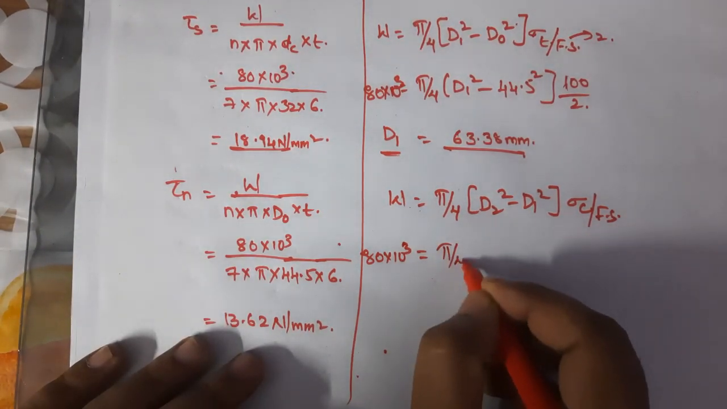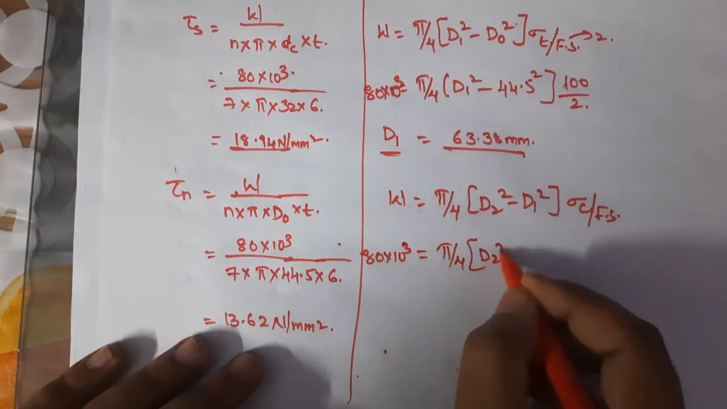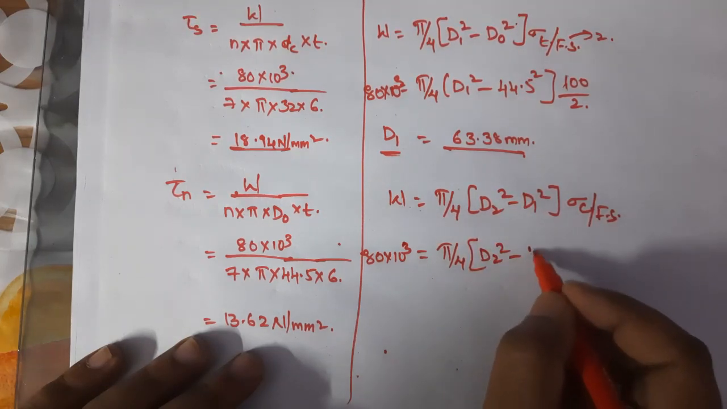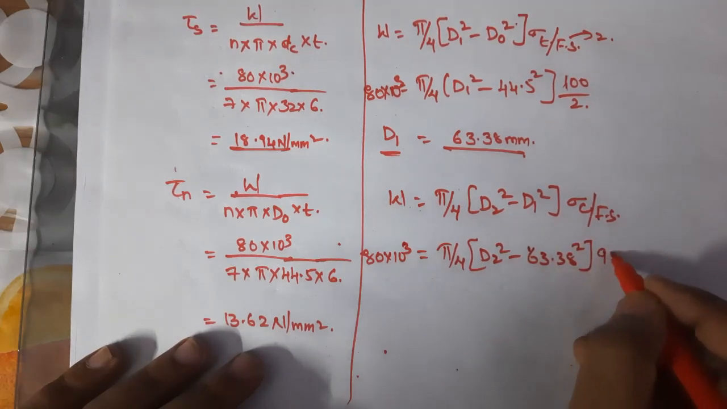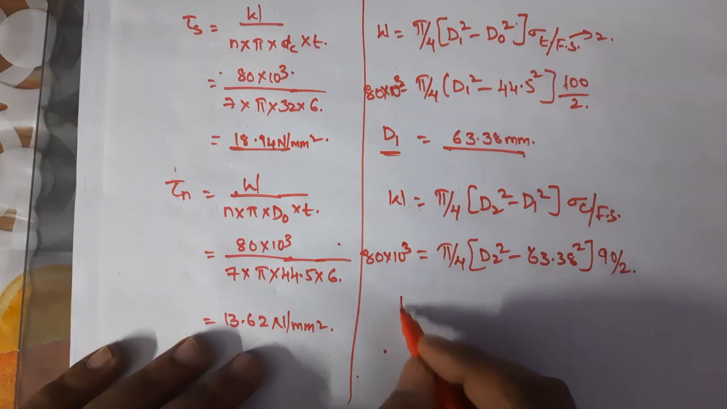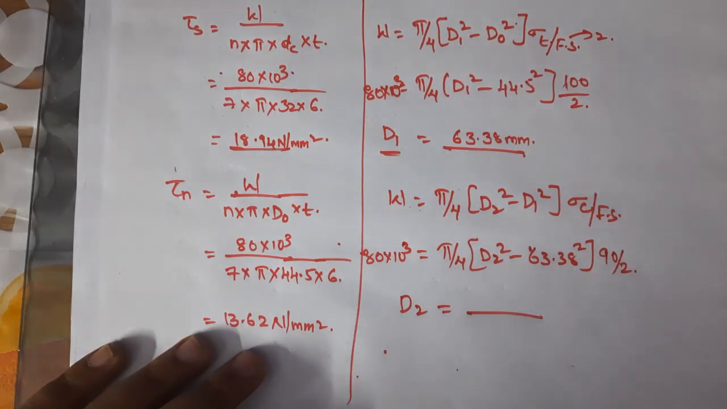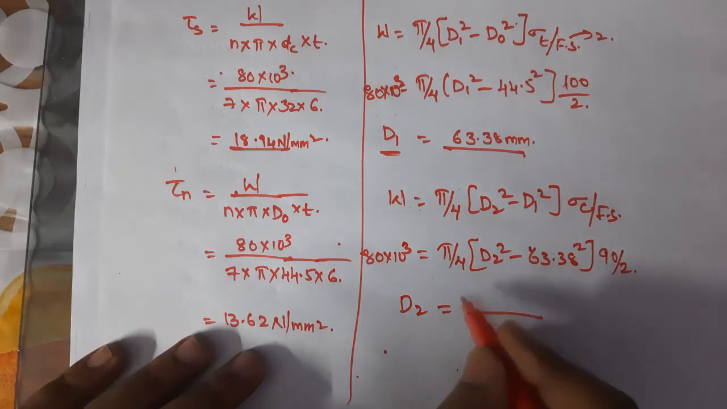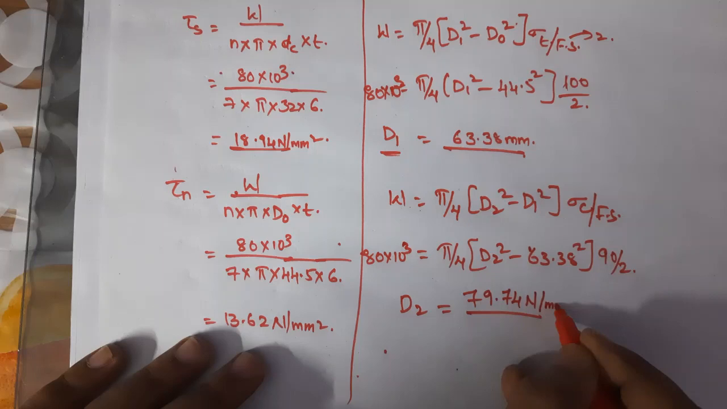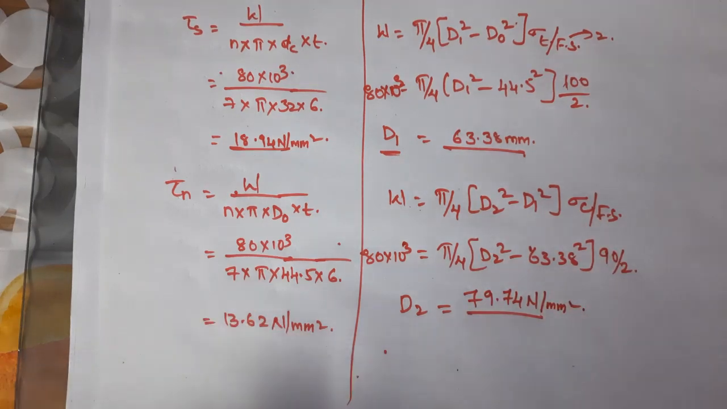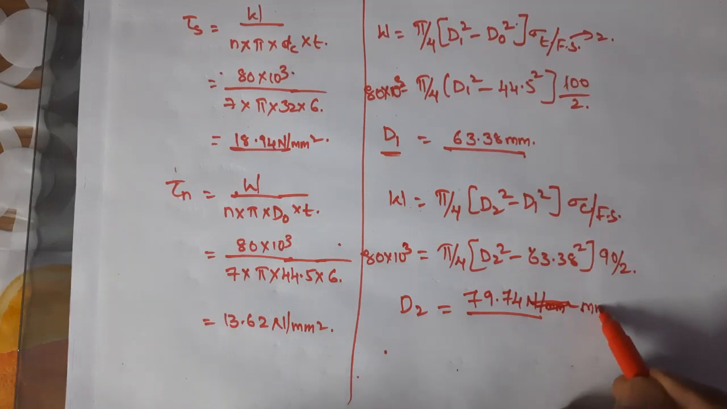So pi by 4 d2 square, that we have to find out, minus 63.38 square, into 90 by 2. Okay, so the d2 value can be found out from this, and what I have got is 79.74 mm.